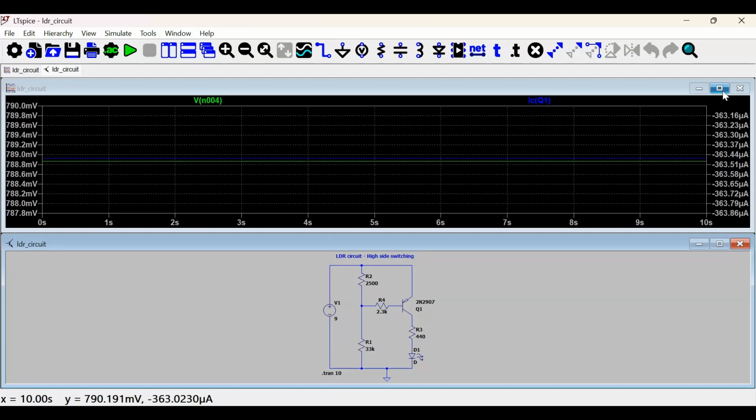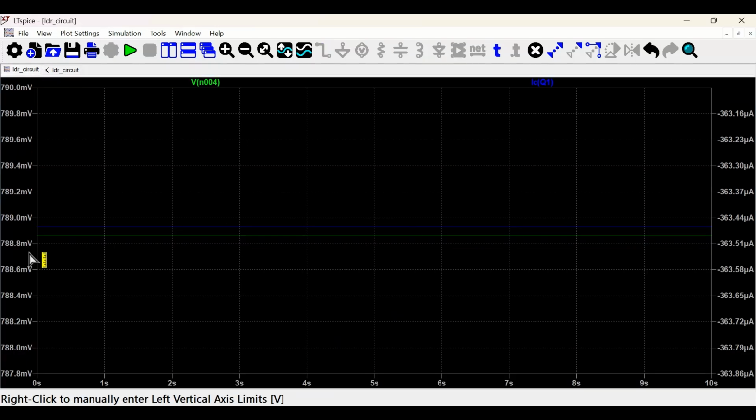I'll show a magnified view of this. So you can see that the voltage, shown in green, is 788 millivolts, and the current, in blue, is 363 microamps.